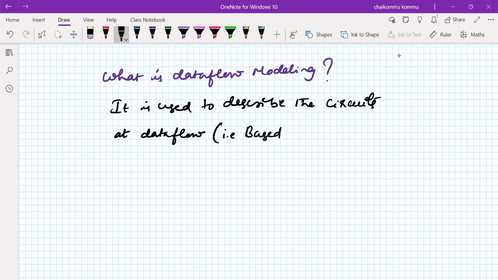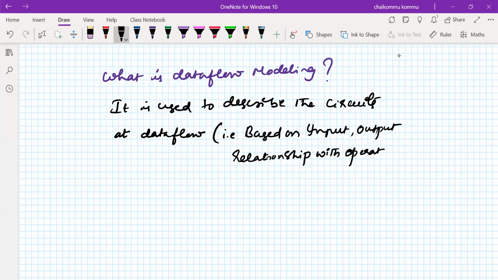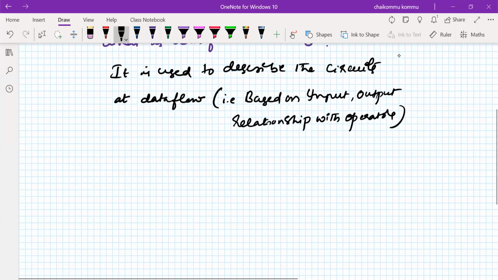So at the data flow level, it is based on input, output relationship with operators. The information can be transferred from the input side to the output side with the help of basic operators. We have to use basic operators. Now let us consider one example here.